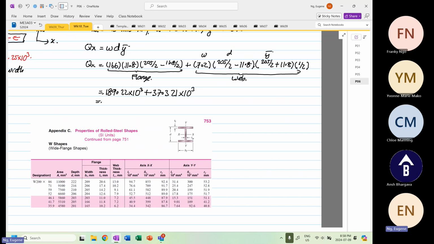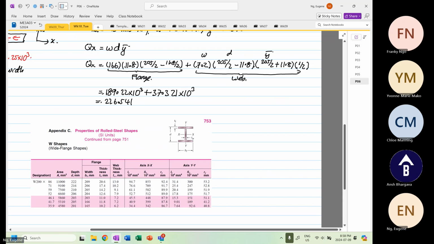Okay, I'm just going to calculate the final value. I know I'm getting late. So this is equal to 226.541 times 10 to the power 3 millimeter cube.